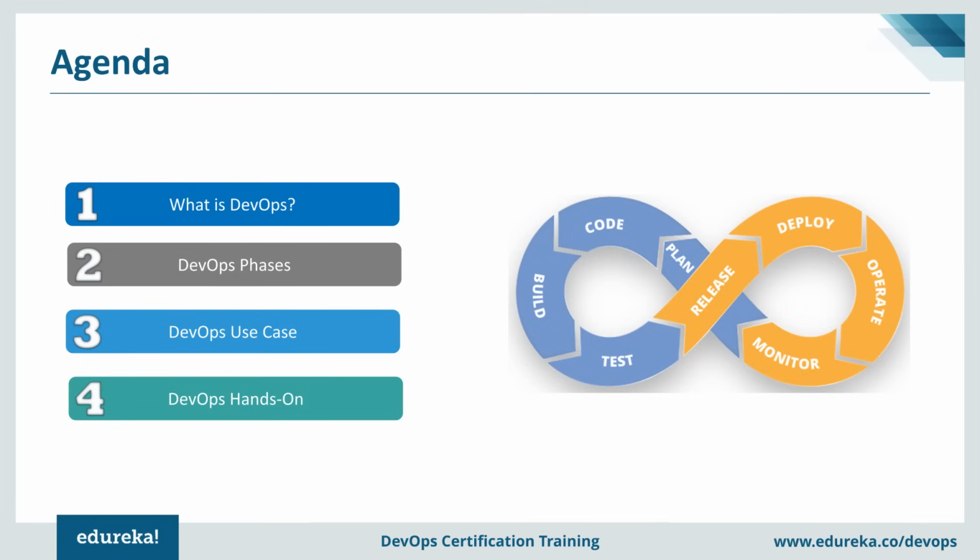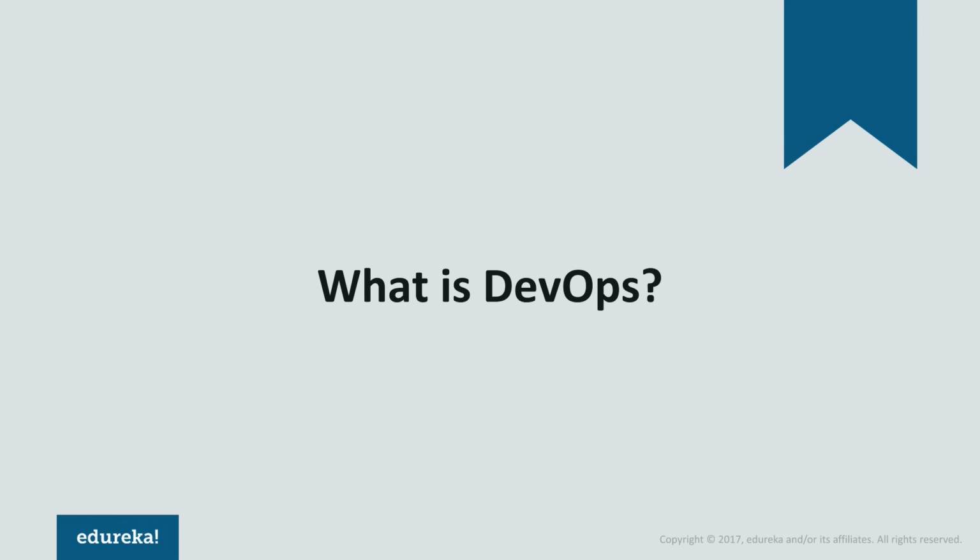We'll begin by understanding what exactly is DevOps and how it works. We'll also look at various DevOps phases and what are the various DevOps tools available in the market. After that, we'll focus on a couple of use cases of DevOps, how it can be implemented in real life. And then finally, in the hands-on part, I'll show you how you can prepare a build pipeline using Jenkins. So let's move forward, guys, and understand what is DevOps.